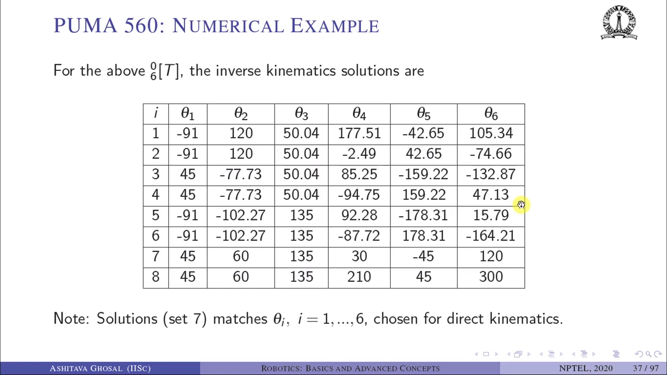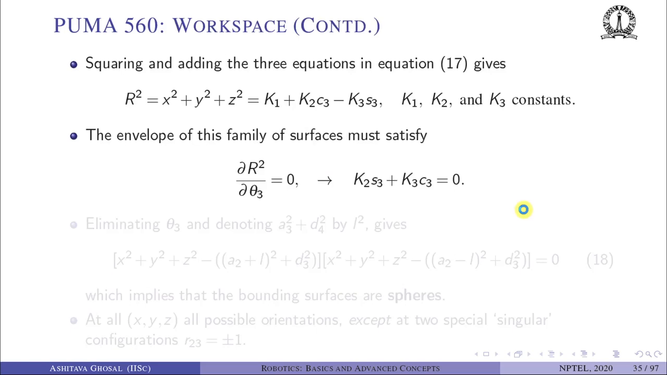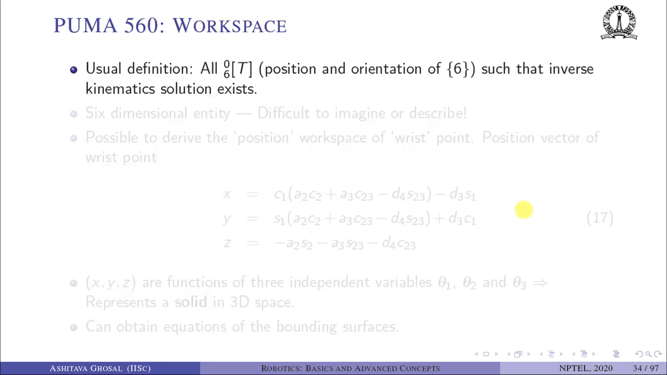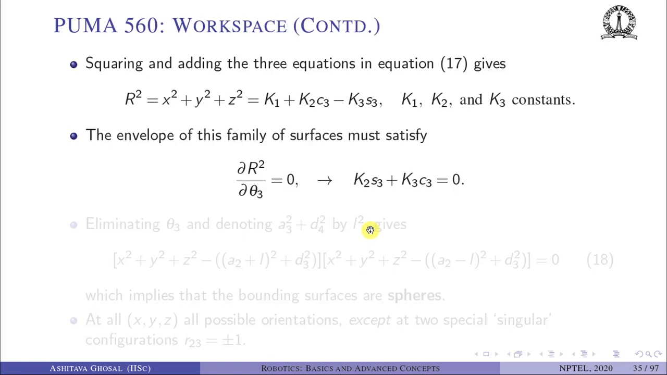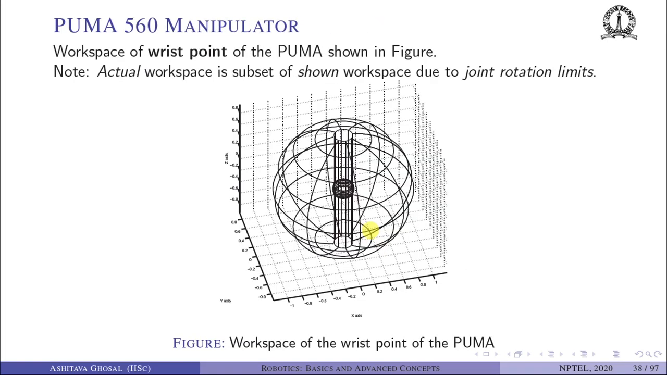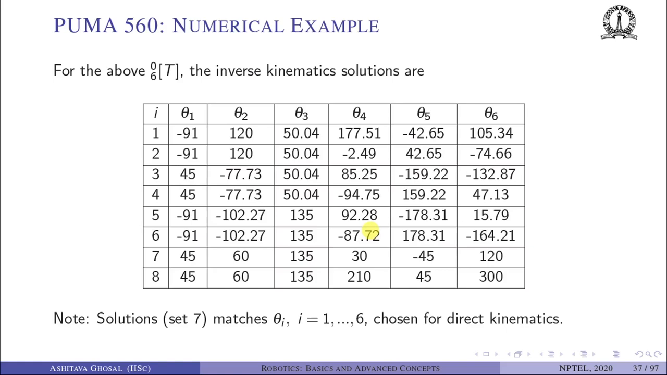We can now take this T 0 6, okay, and run our inverse kinematic steps, whatever we have discussed. Okay, what are the inverse kinematic steps? We first find out theta 1, then find out theta 3, then find out theta 2, and then find out theta 4, 5, and 6. Okay, using those steps which I have discussed a few minutes back. So it turns out that I will get 8 possible solution sets. We expect 8 possible solution sets.